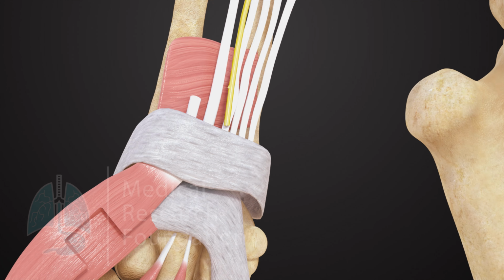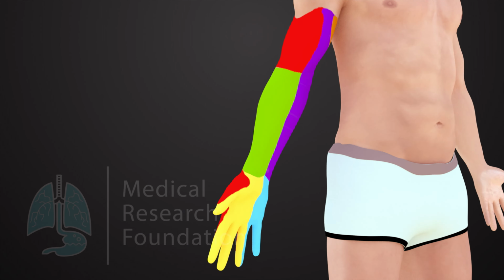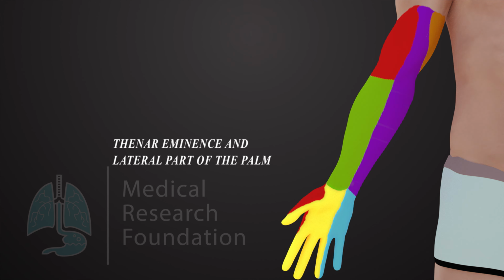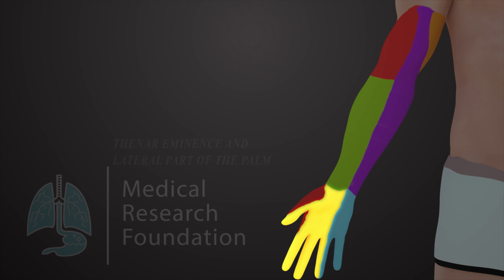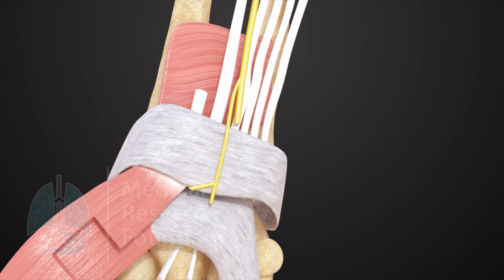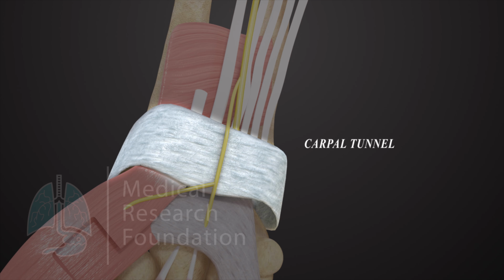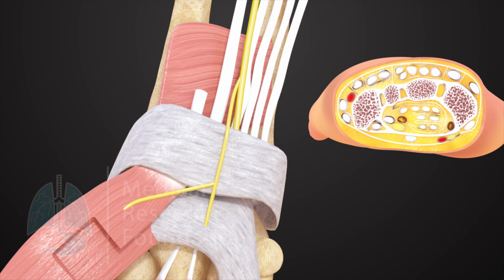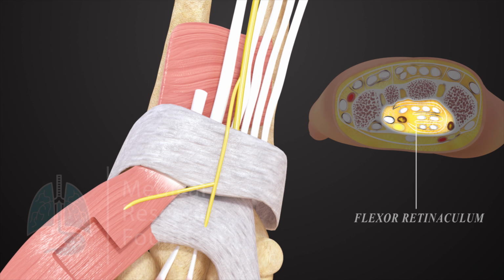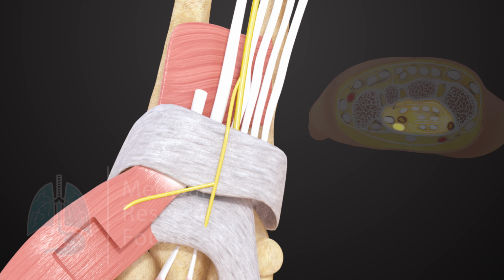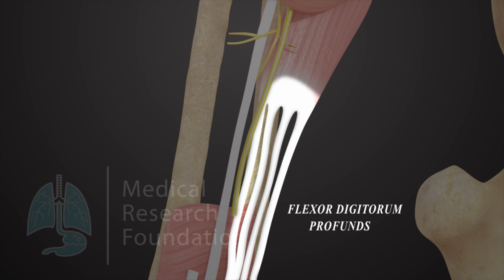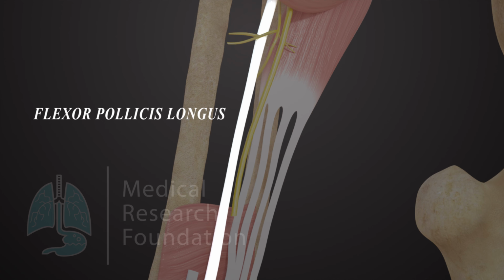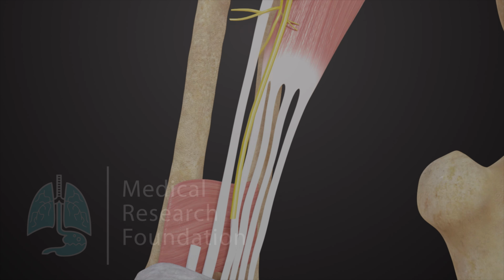Before entering the carpal tunnel, it gives off its palmar cutaneous branch, which passes superficial to the flexor retinaculum to supply the skin over the thenar eminence and lateral part of the palm. The median nerve then passes through the carpal tunnel, where it lies deep to the flexor retinaculum and superficial to the tendons of flexor digitorum profundus and flexor pollicis longus.